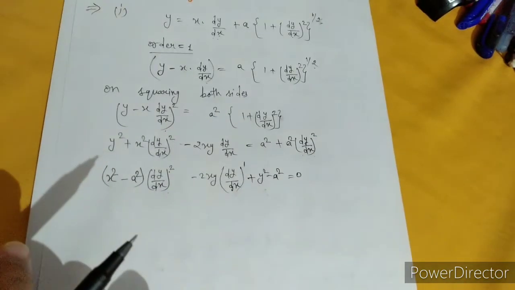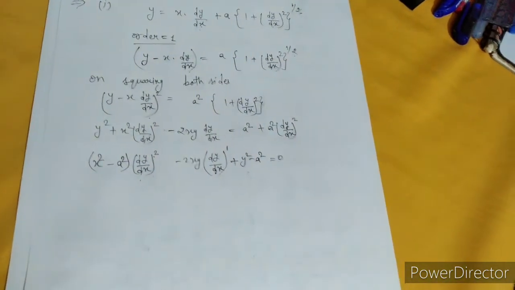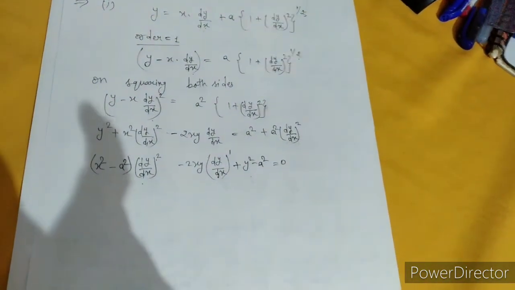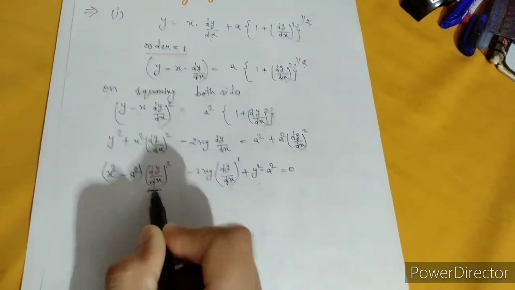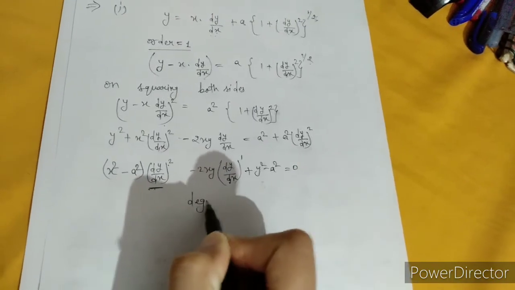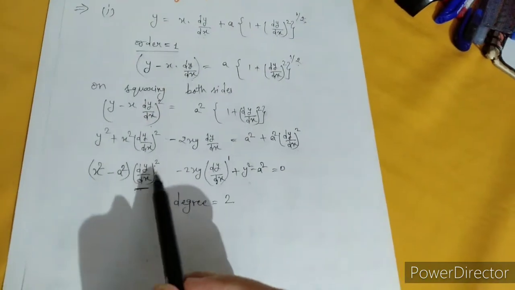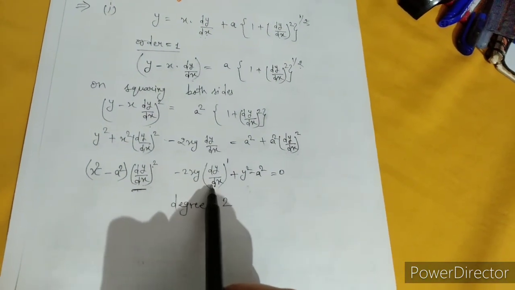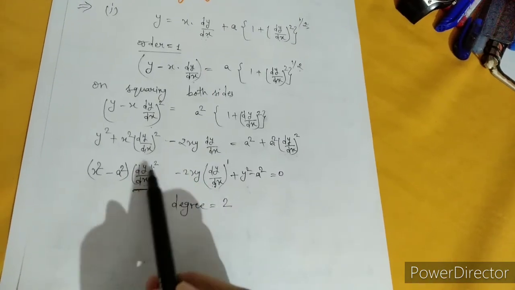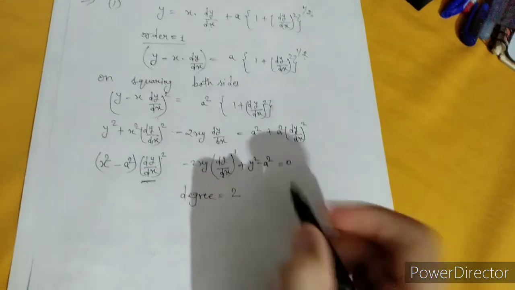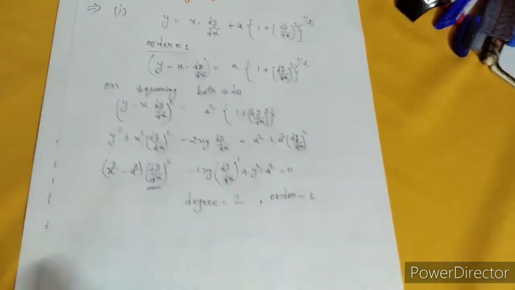So the derivative which has the highest power, that power will be the degree. So here you get the degree of this differential equation, and the degree will be 2. This is also a first order derivative, this is also a first order derivative, and the highest power between these two derivatives is 2. So this is the degree, and we calculated first that the order is 1.